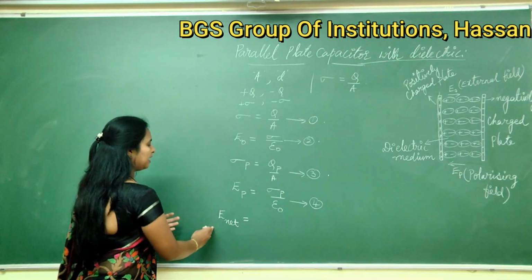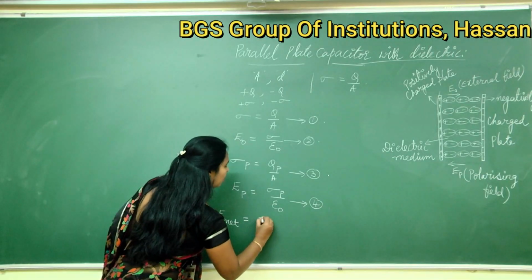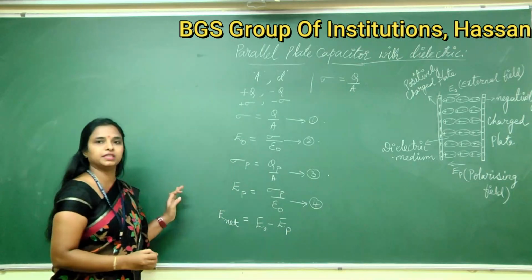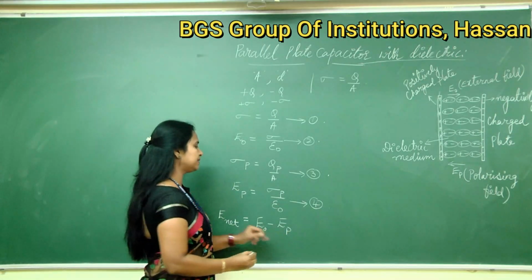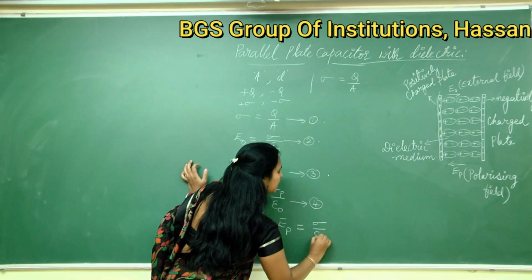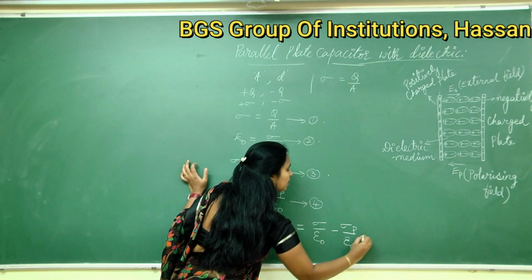That is why the net electric field will be E0 minus EP, because they are in the opposite direction. That is E naught minus EP. Now substitute the values. That is sigma by epsilon naught minus sigma P by epsilon naught.